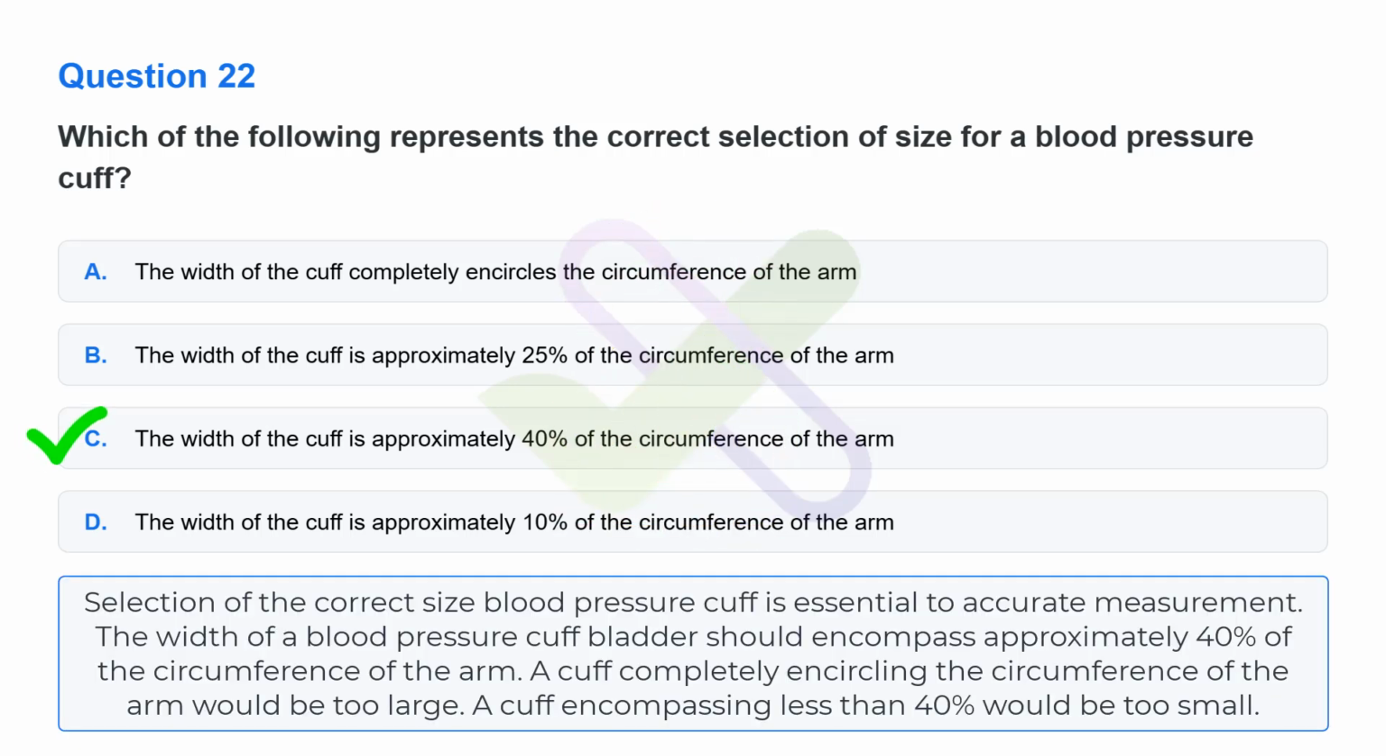Correct answer, C. The width of the cuff is approximately 40% of the circumference of the arm. Selection of the correct size blood pressure cuff is essential to accurate measurement. The width of a blood pressure cuff bladder should encompass approximately 40% of the circumference of the arm. A cuff completely encircling the circumference of the arm would be too large. A cuff encompassing less than 40% would be too small.